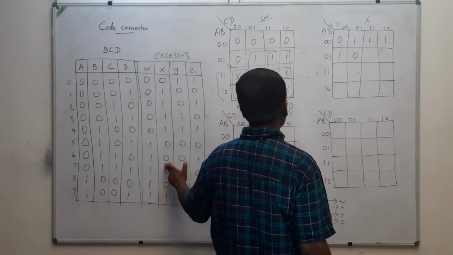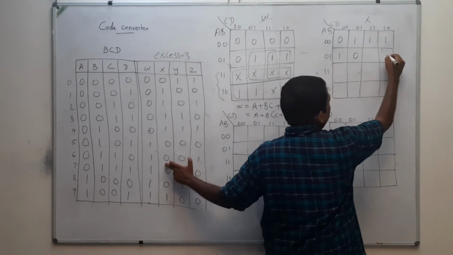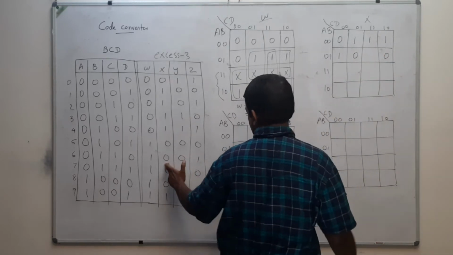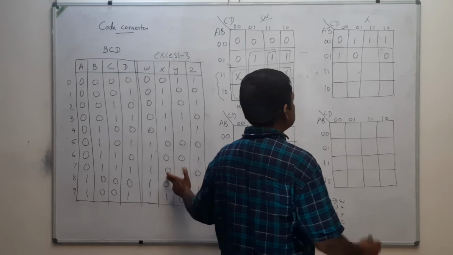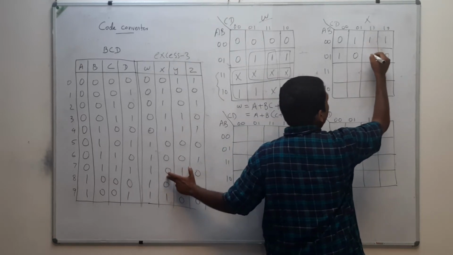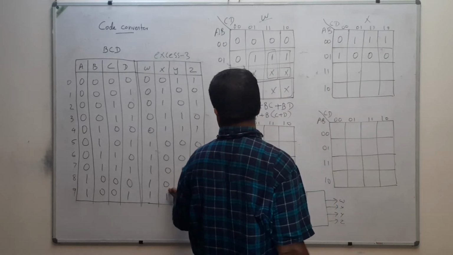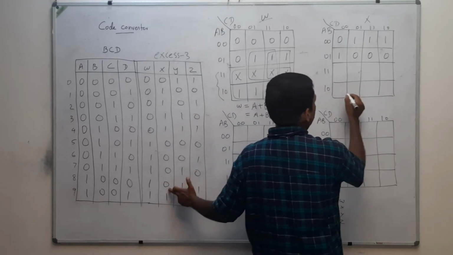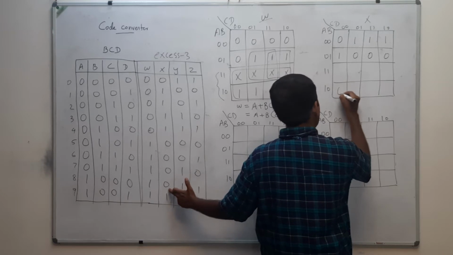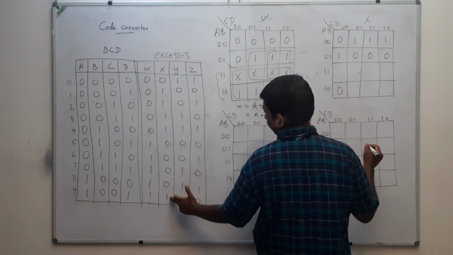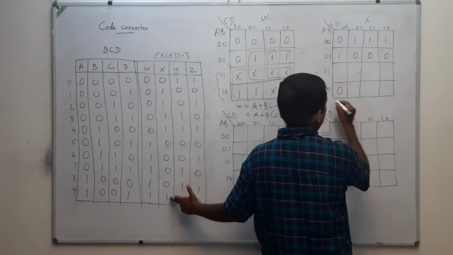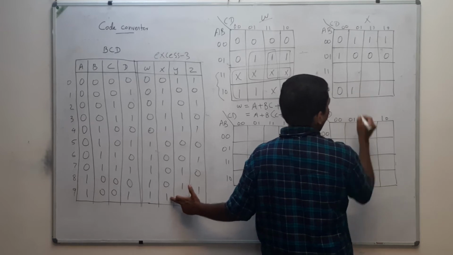0, 1, 1, 0, it is 0. 0, 1, 1, 1, it is 0. Then 1, 0, 0, 0, it is 0. And 1, 0, 0, 1, it is 1.